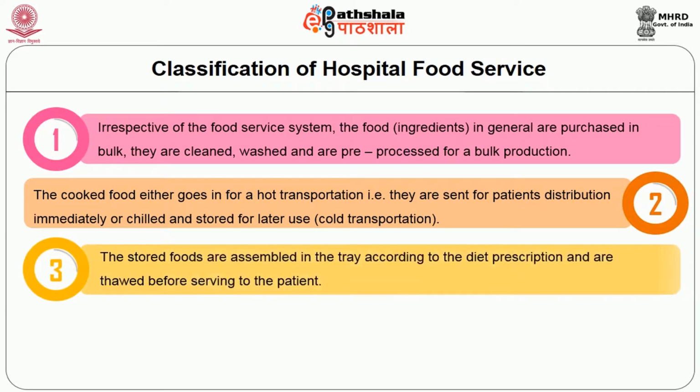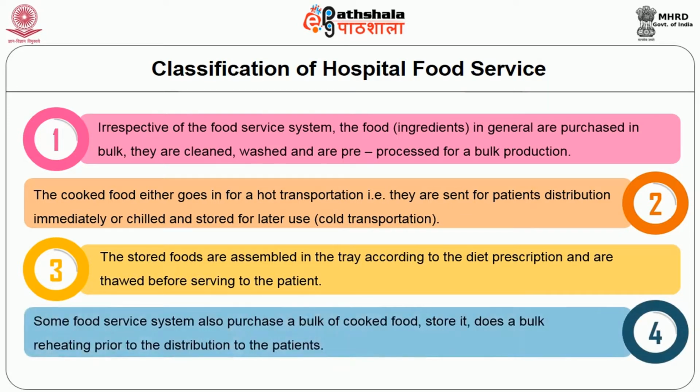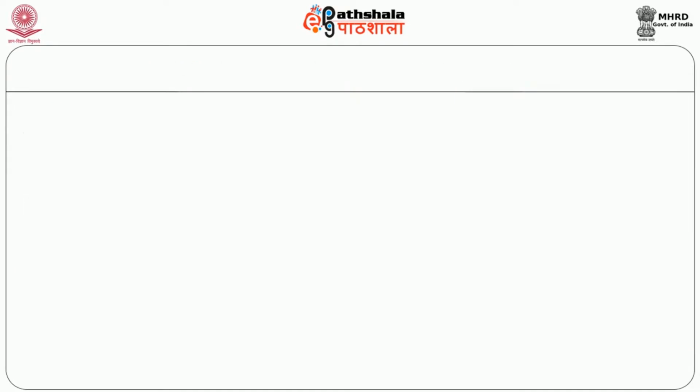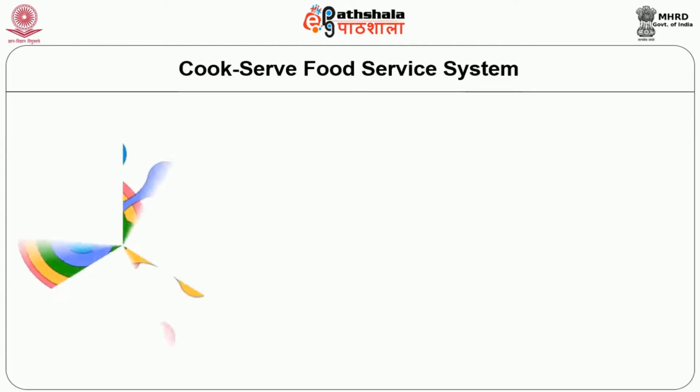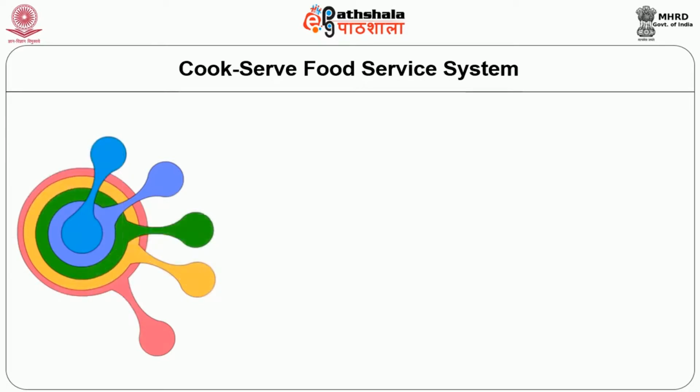The stored foods are assembled in the tray according to the diet's prescription and are thawed before serving to the patient. Some food service systems also purchase a bulk of cooked food, store it, and do a bulk reheating prior to distribution to the patient. Now let us understand the different types of hospital food service systems in detail. To start with, let us see what a cook-serve food service system is all about.